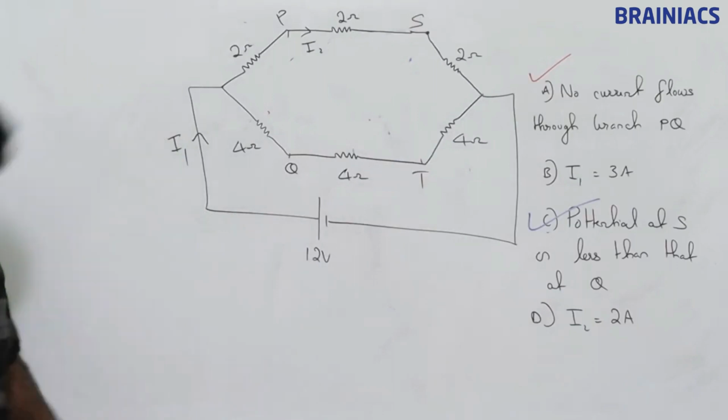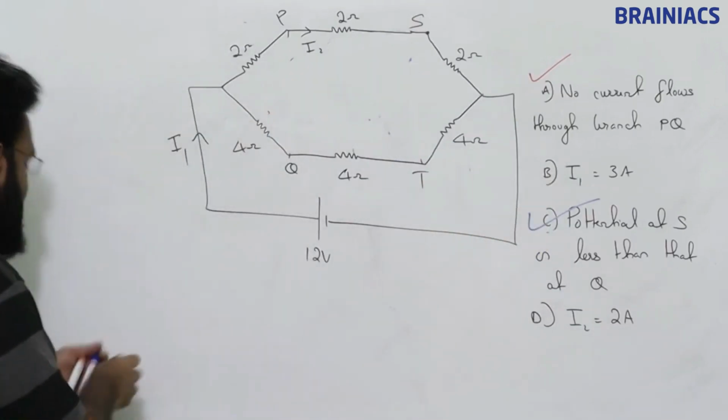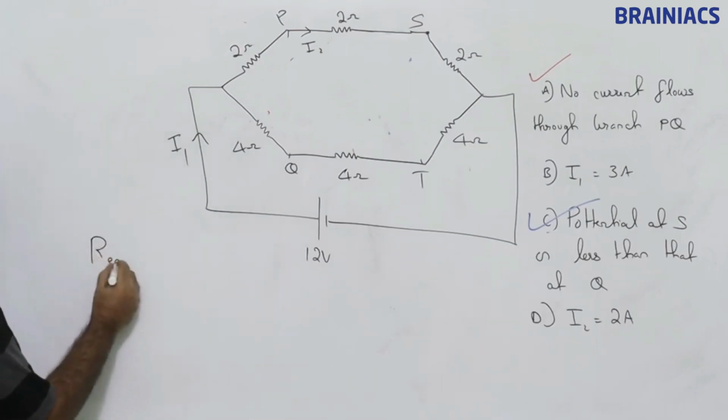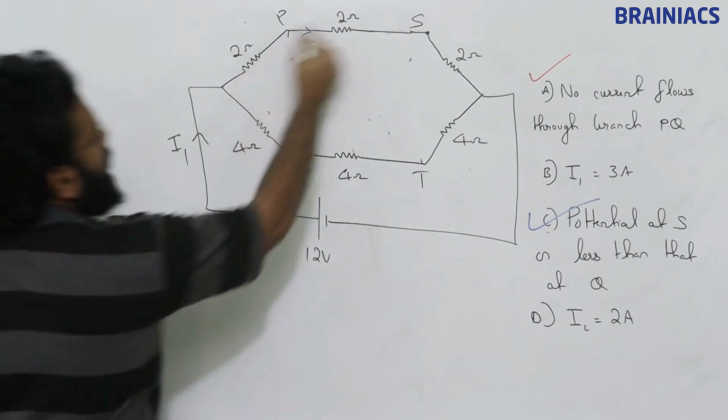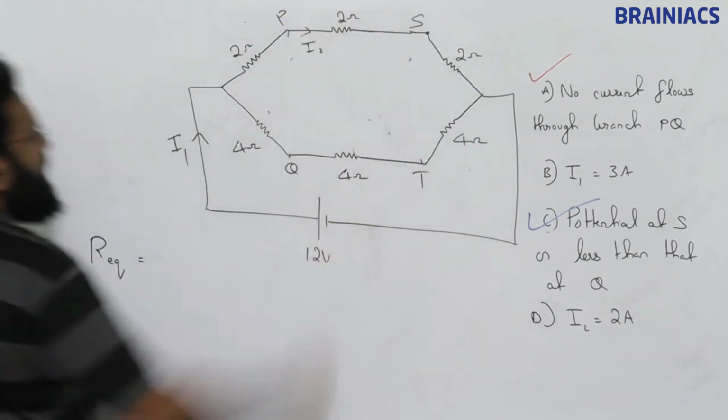Okay. So what are they asking? I1 is equal to 3 ampere. So for finding I1, what will we do? We will find the equivalent resistance. R equivalent is what? 2 plus 2 plus 2, 6. 4 plus 4 plus 4, 12.